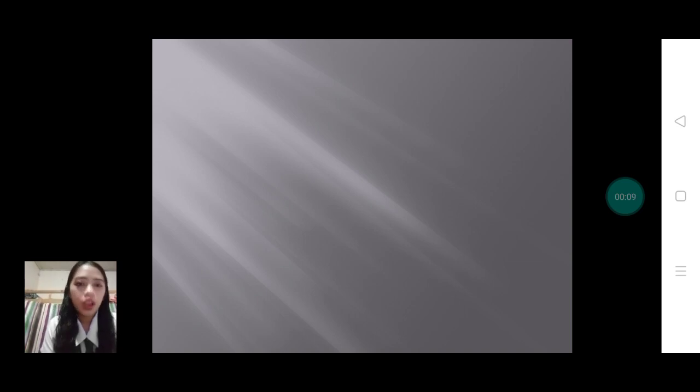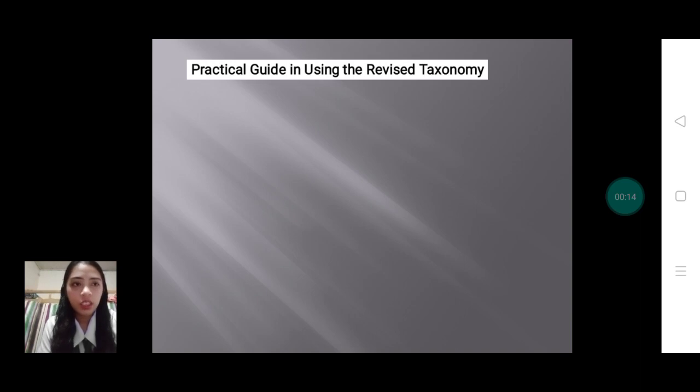So let's now talk about what is the practical guide in using the revised taxonomy. We already know that Bloom's taxonomy is the classification of thinking organized by levels of complexity. Taxonomy means naming, describing, and classifying. So the revised taxonomy is the measurement tool for thinking.